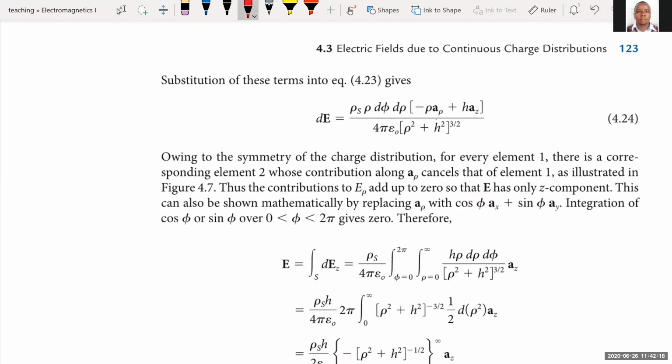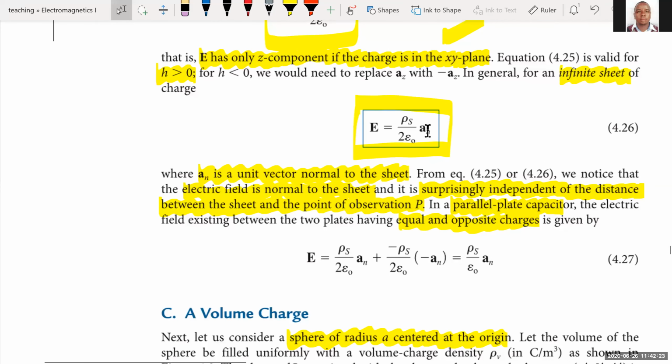Again, avoiding the derivations, which you can always look at, we are coming to a conclusion that says that for an infinite sheet of charge having charge density rho S, the electric field strength E can be expressed simply as equation 4.26. So that is what we are trying to do, and equation 4.26 becomes significant for us.